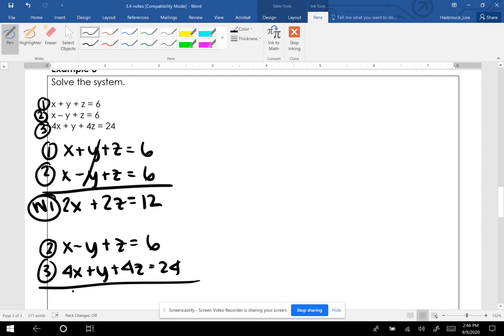So here I have 1x plus 4x is 5x. The y's cancel out. 1z plus 4z is 5z. And 6 plus 24 is 30. That's a new equation too. I'm going to go ahead and write these new equations here.